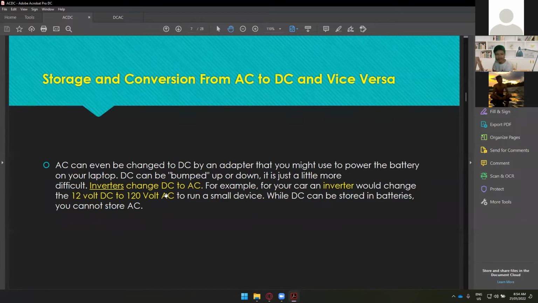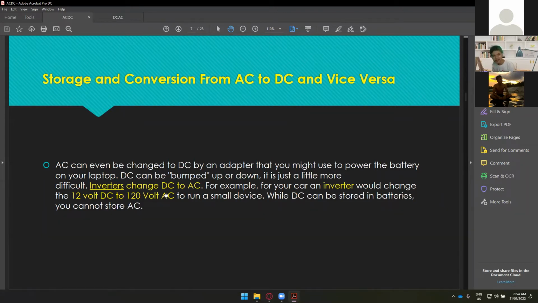What is the term for that converts AC to DC? Anyone? Sir, do you call it a rectifier, if I remember correctly? Rectifier, sir. Yeah, rectifier. That's the word. Okay.